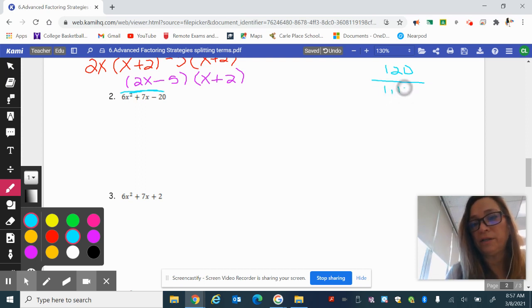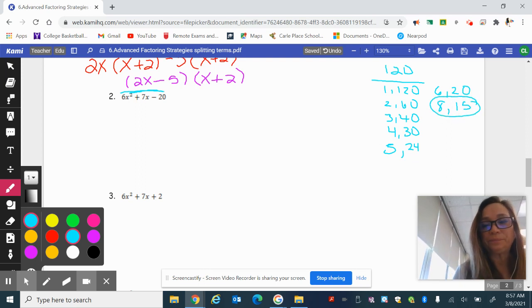All right, 1 and 120. I know these are too far away. 2 and 60, 3 and 40, 4 and 30, 5 and 24, 6 and 20. I'm getting there. 7, no, 8 and 15. Ooh, 8 and 15. I'm going to stop. Okay.